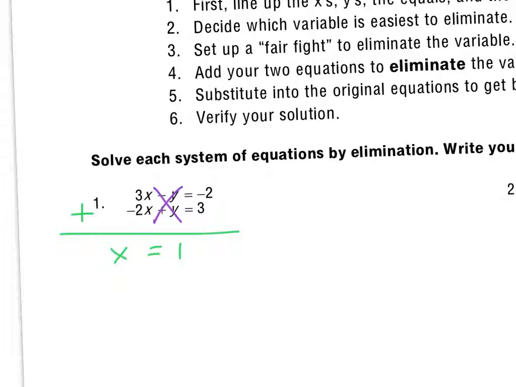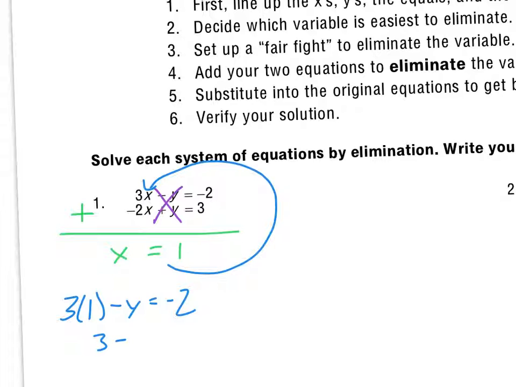Now for step 5, we're going to substitute it back into the problem. So I take this x equals 1, and I'm going to plug it back into either one of these equations. So I'll plug it back into the top part here, where I'll have 3 times 1 minus y gives me negative 2. Now we know that 3 times 1 is 3, minus y equals my negative 2. And we want to isolate the y to solve it. So I'll subtract 3 from both sides here, which will leave me with negative y equals negative 5, because we've taken 3 away from the negative 2.